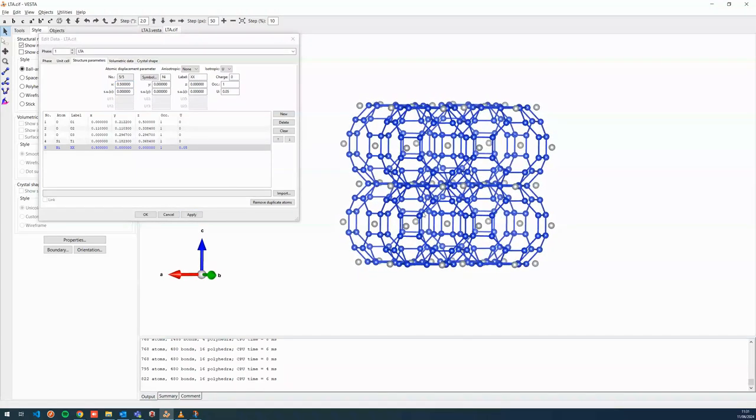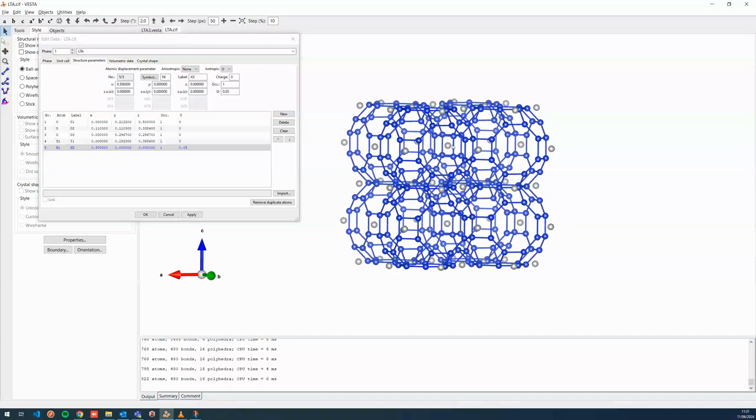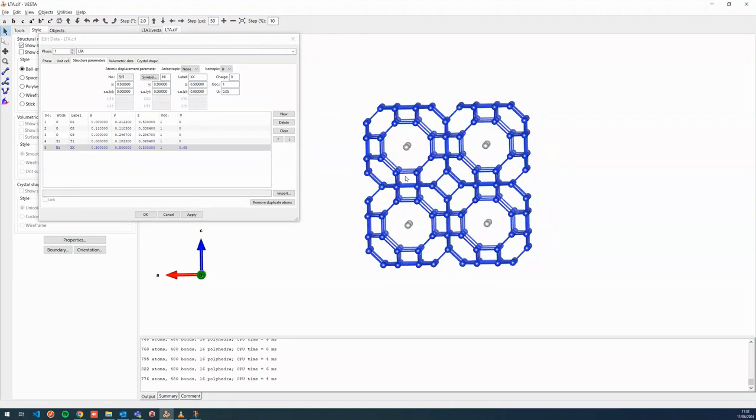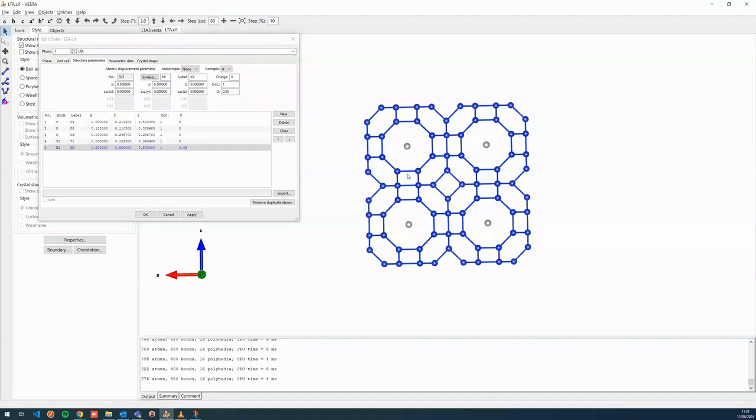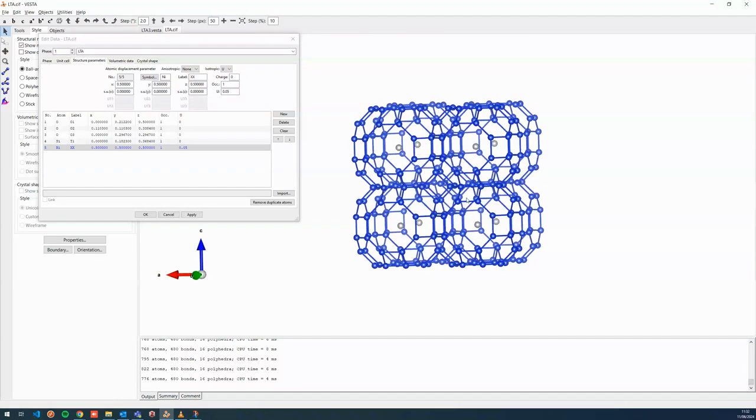So if I put 0, 0, 0.5, that's not the case. They are actually in the center of the double four ring, which we'll use later on. But I know from experience that it is 0.5, 0.5, 0.5. And then you see they're nicely in the middle. Now, it's easy for me because I know them already.